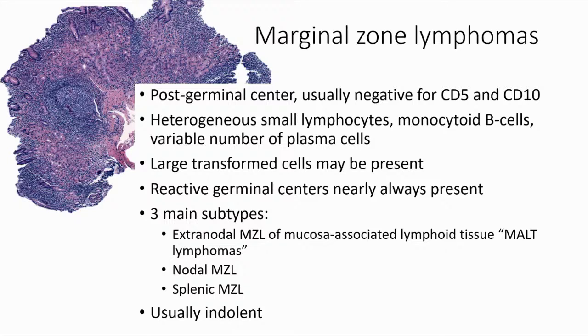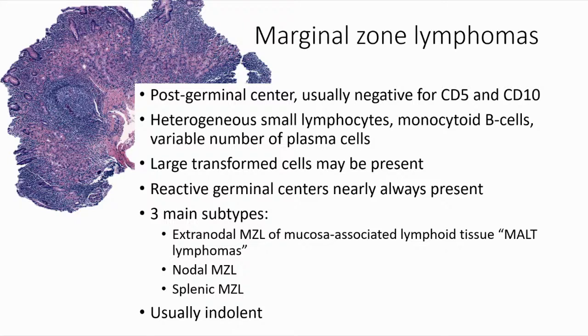This is a gastric MALT. You can see here there's kind of expanded lymphoid proliferation around a reactive germinal center. And so we have three main subtypes, although cutaneous marginal zone could be a separate subtype as well: extranodal marginal zone mucosa-associated lymphoid tissue or MALT lymphomas, primary nodal marginal zone, and splenic marginal zone. Most of these are typically indolent.